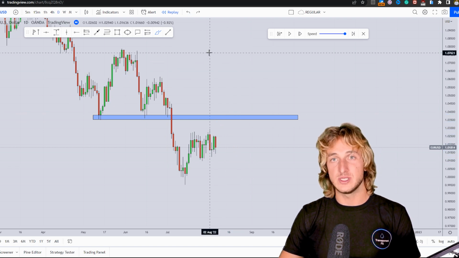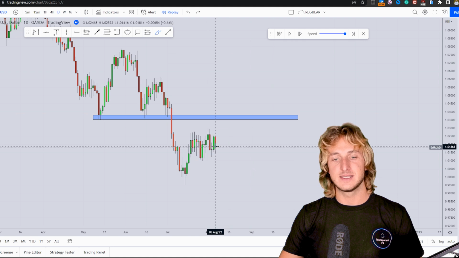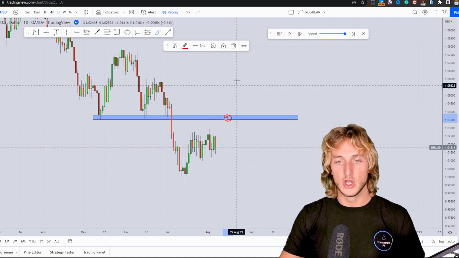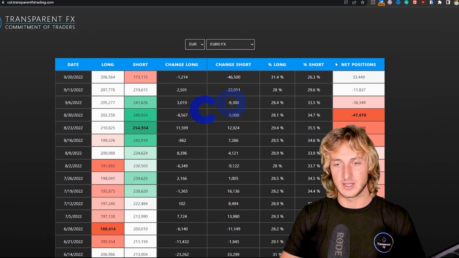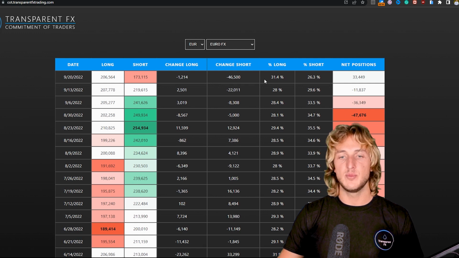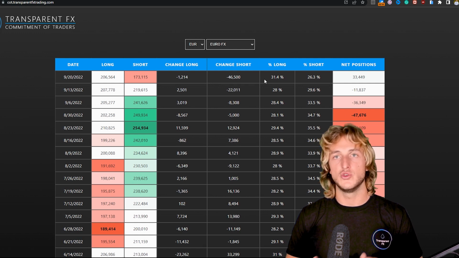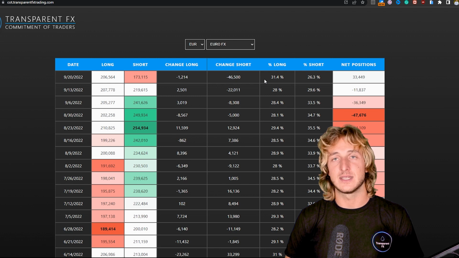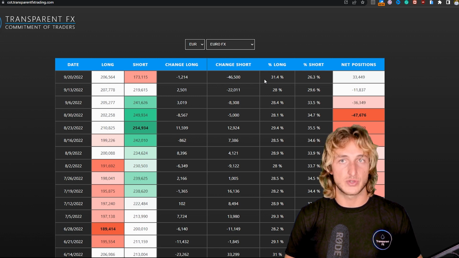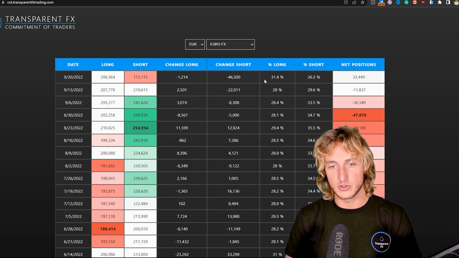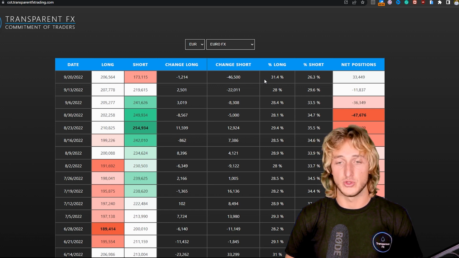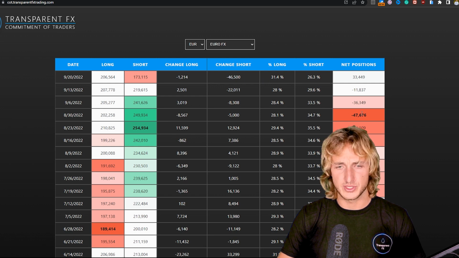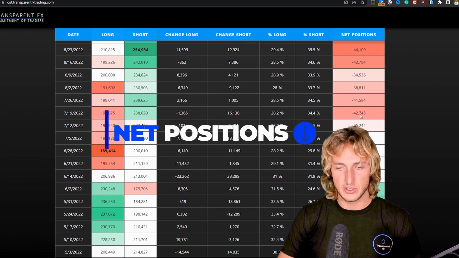Now, what we want to see in this specific scenario is that if we are to short from here, we want to see that institutions are at least decreasing their net positions on the euro. Now, if you're looking at the data for the euro, keep in mind that you are already checking euro USD. The reason for that is that all currencies on the spot are traded against the USD. So if you're checking the data for a euro, you're actually already checking euro USD. So what we want to see here is that net positions are getting decreased.